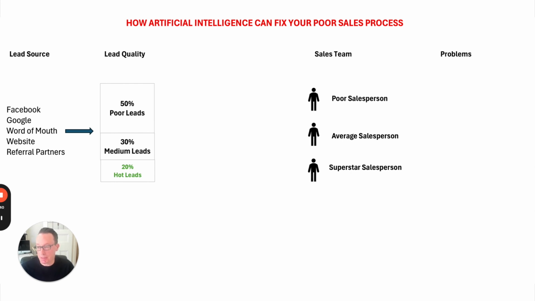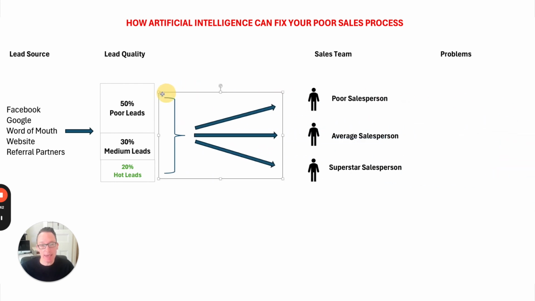But what most businesses do is they take all of these leads and they farm them out equally to their sales team. So the poor salesperson gets a mix of great leads, medium leads, and poor leads. The superstar gets a mix of hot leads, medium leads, and poor leads. So they're equally distributed because there's a process like a phone where they just get sent through, and whoever picks up the phone, it depends on the quality of the lead, and they go from there.